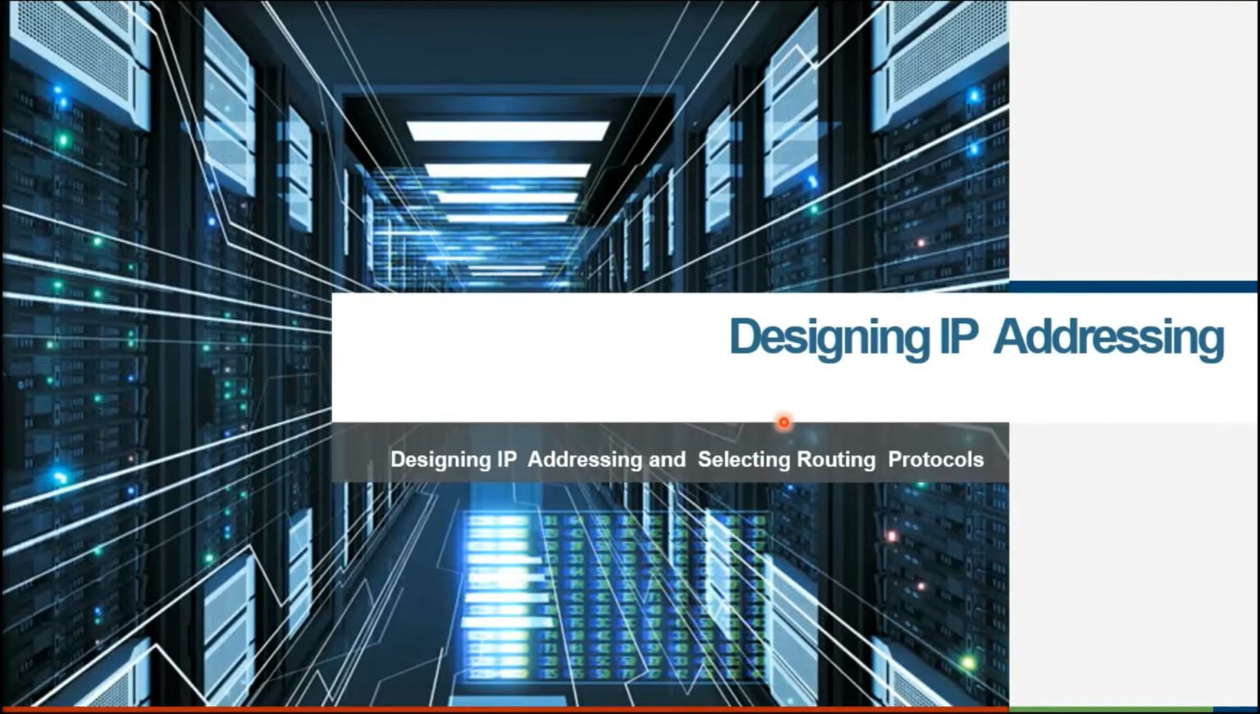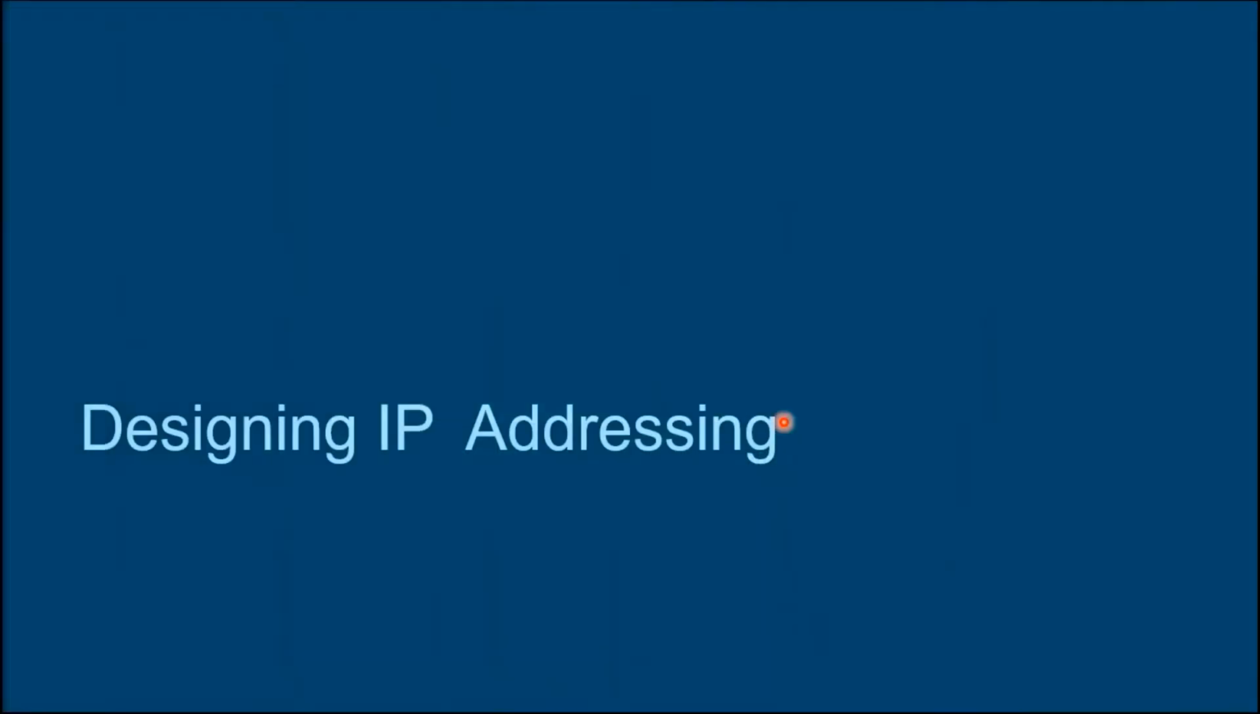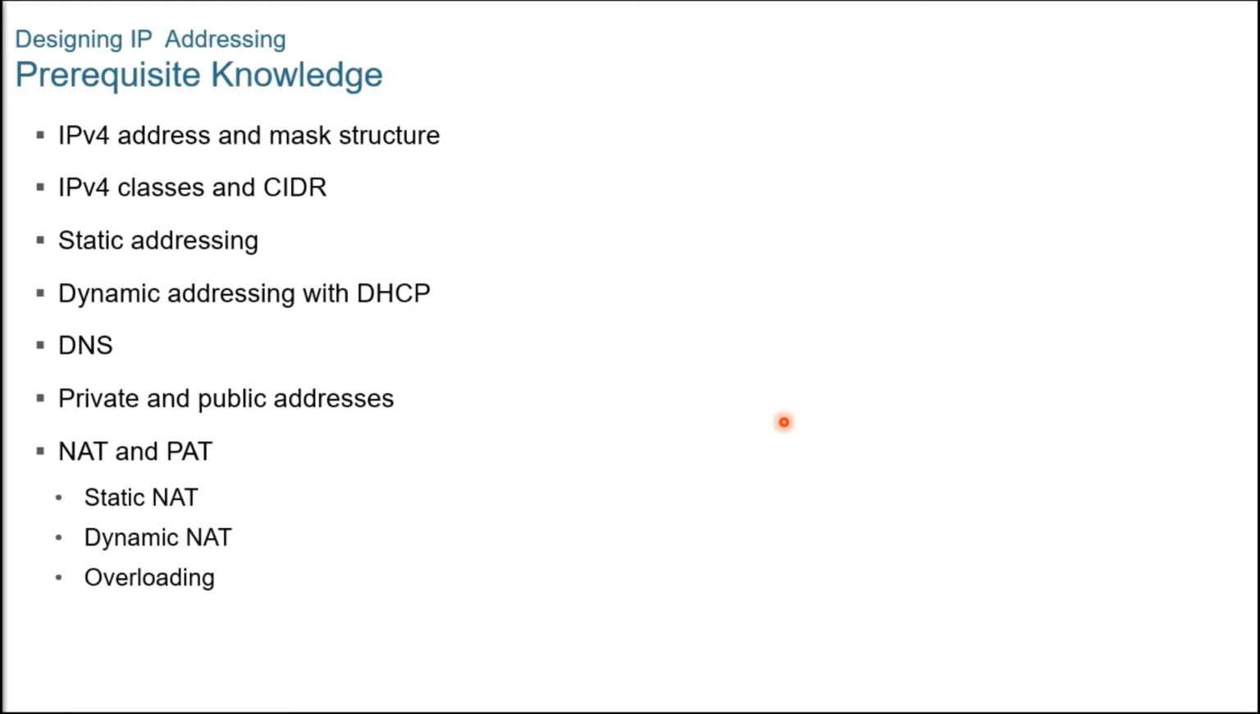Designing IP addressing. Designing an IP addressing plan. This section explores private and public address types, how to determine the size of the network in relation to the addressing plan, and how to plan an IP addressing hierarchy. This section concludes with a discussion of various IP address assignment and name resolution methods.